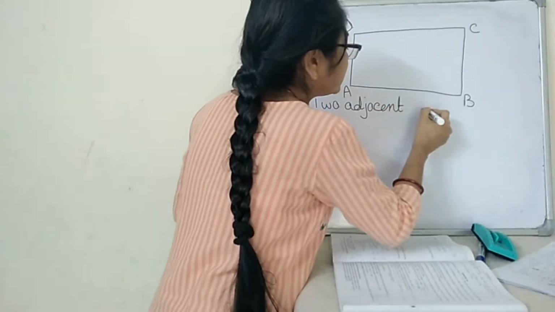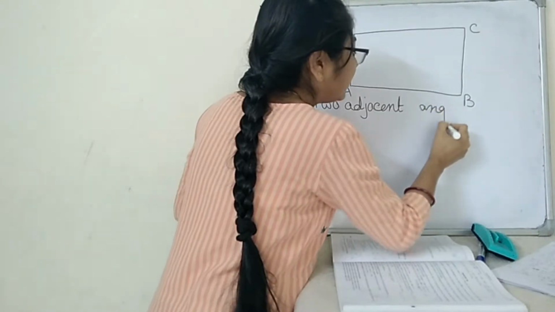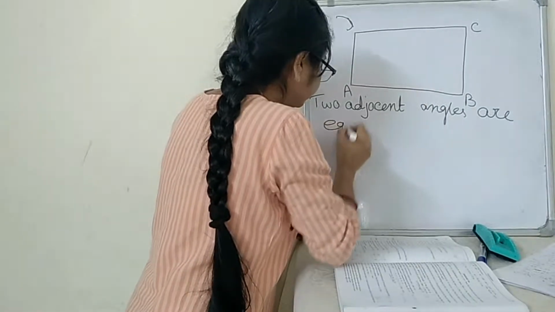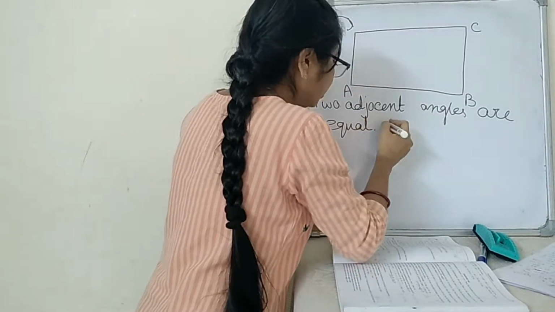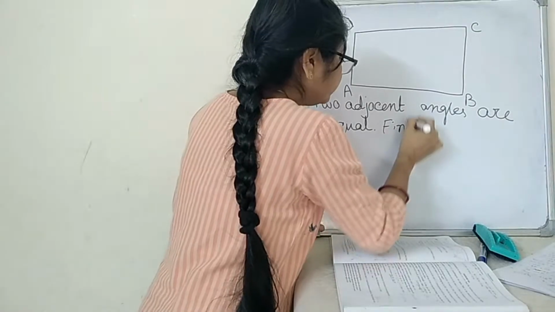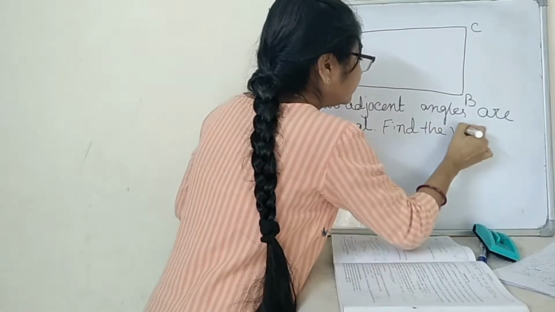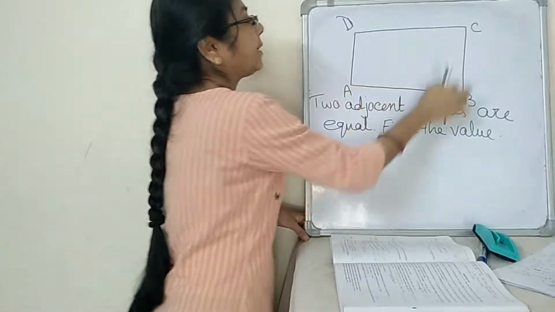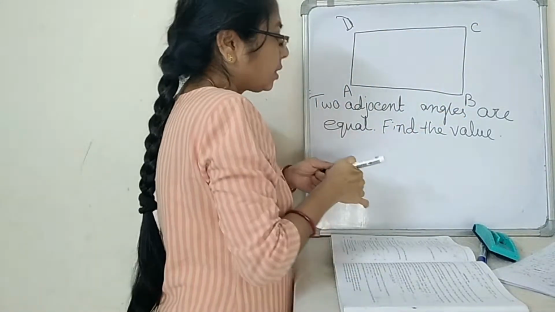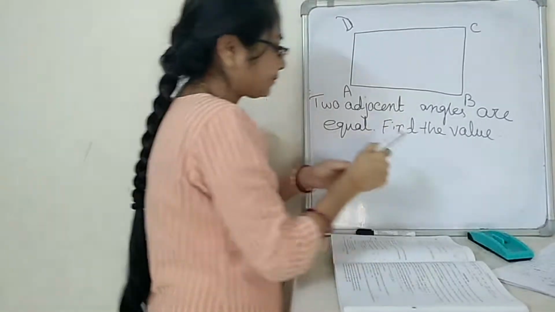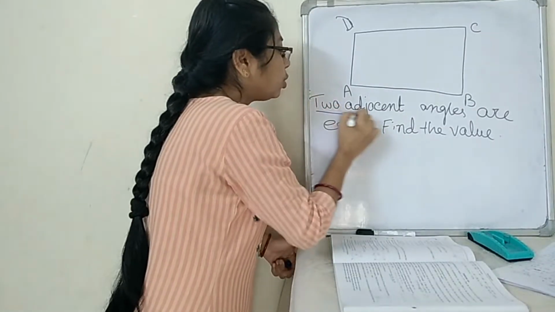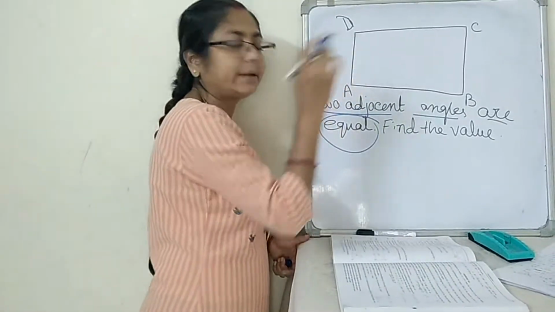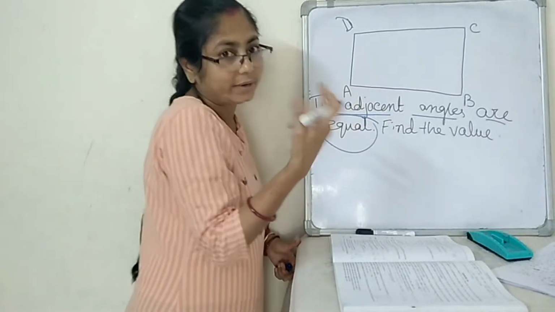Two adjacent angles are equal. Find the value. ABCD is a parallelogram. What is the twist of this math? Just only data. Two adjacent angles are equal. This is our main data. So, I do not know what the values are.